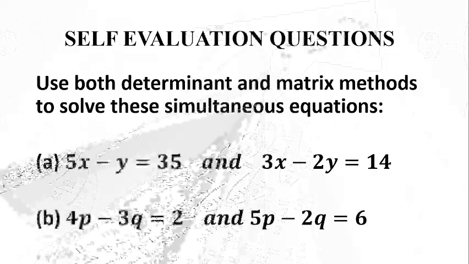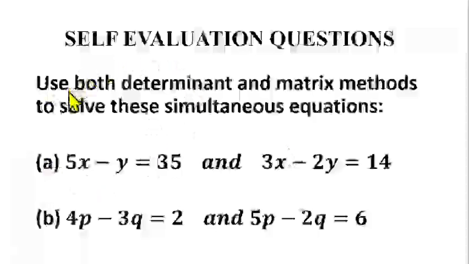So if you understand the simultaneous equation using Cramer's rule and the inverse method, please attempt these two questions. You have to use both determinant and matrix methods to solve the simultaneous equation, this and this one. So you have to use the two methods, both Cramer's rule, which is the determinant method, and the matrix method, which is the inverse method, to solve this question and to solve this question. And I want to see your answer in the comment section of this video.